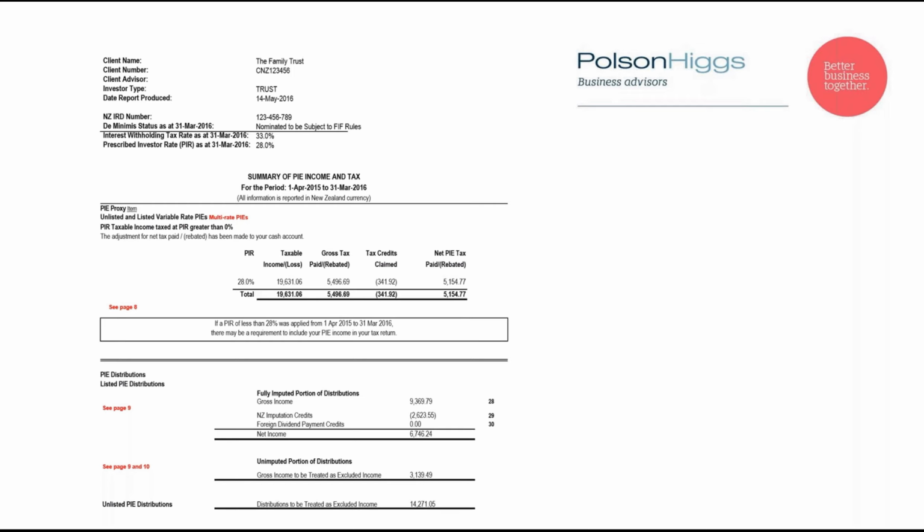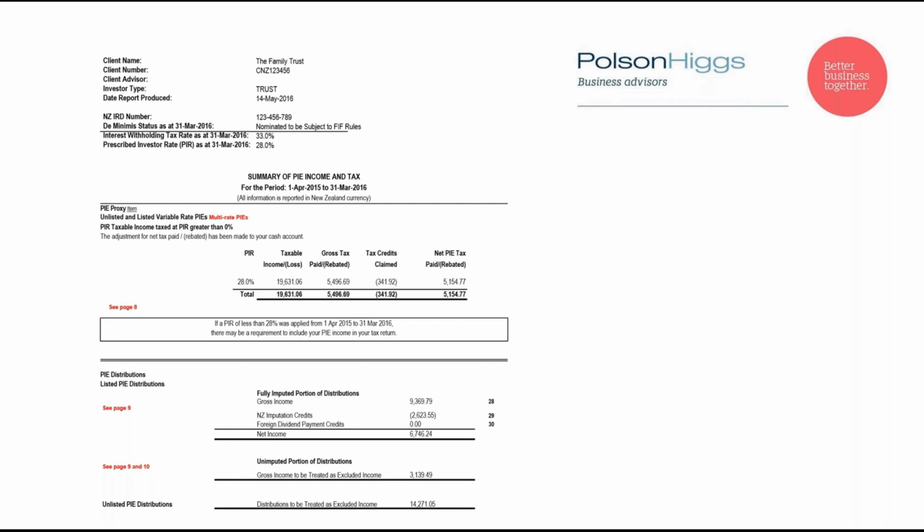While it's got the next two boxes, tax credits claimed and net PI tax paid rebated, that's for your information only, telling them how they came about calculating or paying that 28% they needed to pay. So long as I'm more than 0%, it's only that gross tax paid box that I really care about. If I had to put it in my tax return, so it's 17.5%, I'll put in the taxable income loss and I'll claim the gross tax paid, one line.